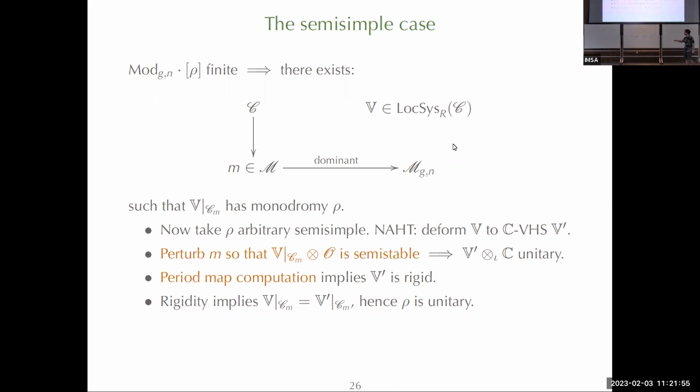But maybe in the last few minutes, I can say something about these two hard parts. The way we implement this period map really relies on unitarity. So we somehow have to achieve unitarity before we can get rigidity.